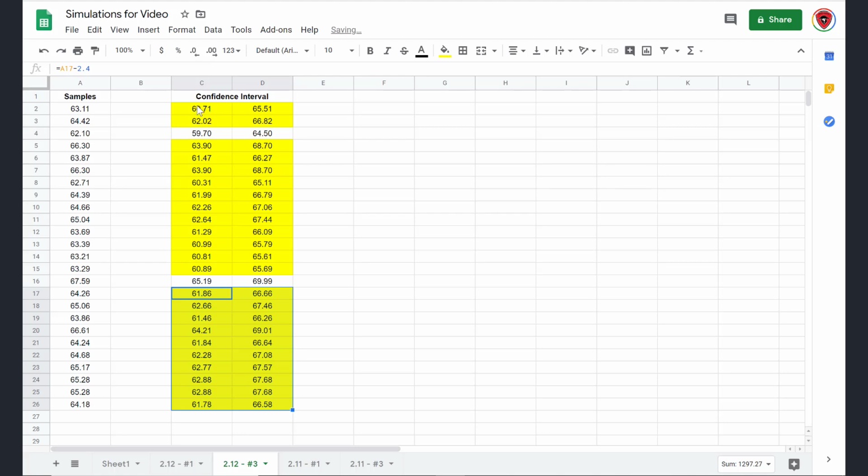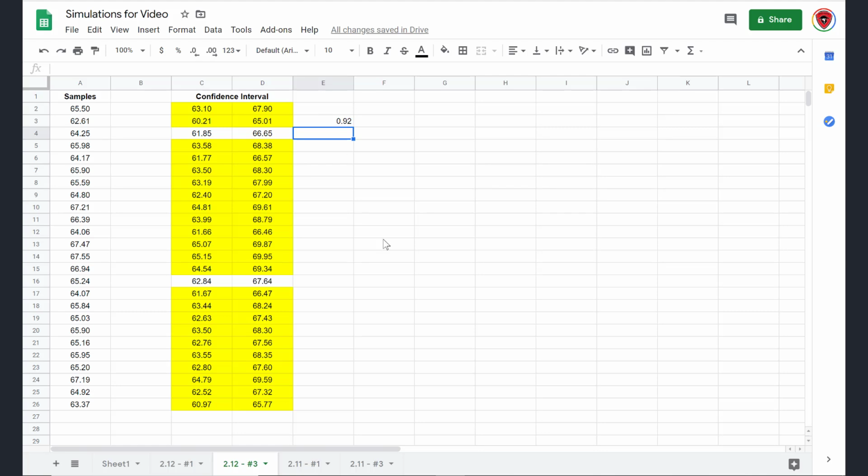So what I have out of the 25 samples, 23 of the 25 do contain that population mean. So if we were to simplify that and look and see what we ended up with, we had 92% of our samples contain the population mean. And that was just off 25 samples. If we extended that out to 1,000 samples, there's a higher likelihood that we're going to get to the 95% that we predicted based off the information provided.